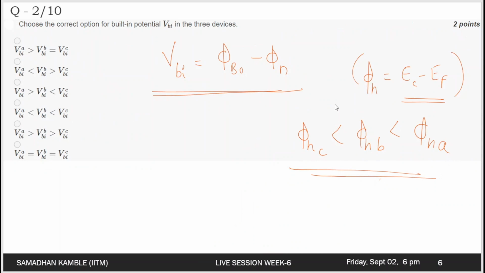You can just unmute yourself. Option D. Option D, you are saying 1, 2, 3. This option, right?